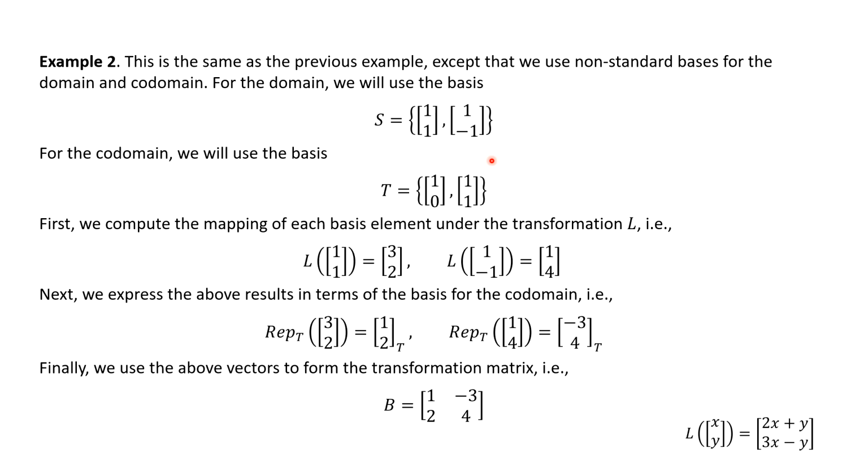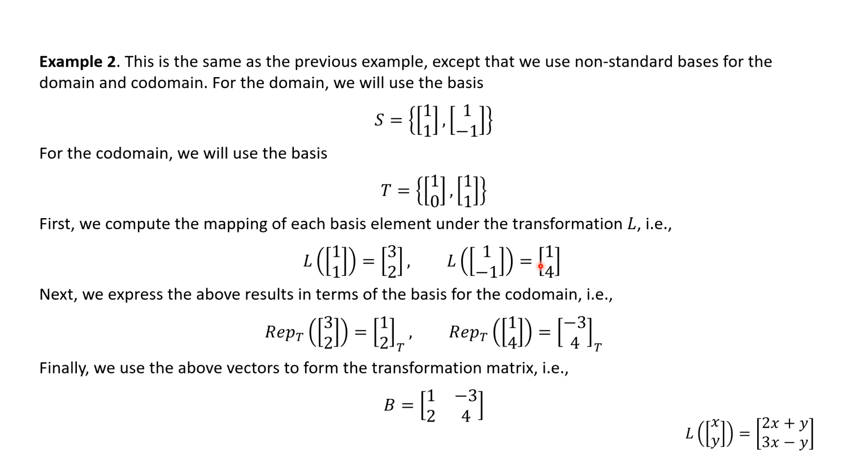The procedure for computing the transformation matrix is a bit different. We first map S to the codomain using our linear transformation. So we take (1, 1), and that maps to (3, 2). Then (1, -1) maps to (1, 4). These are in the standard basis: (3, 2) and (1, 4) are in the standard basis.